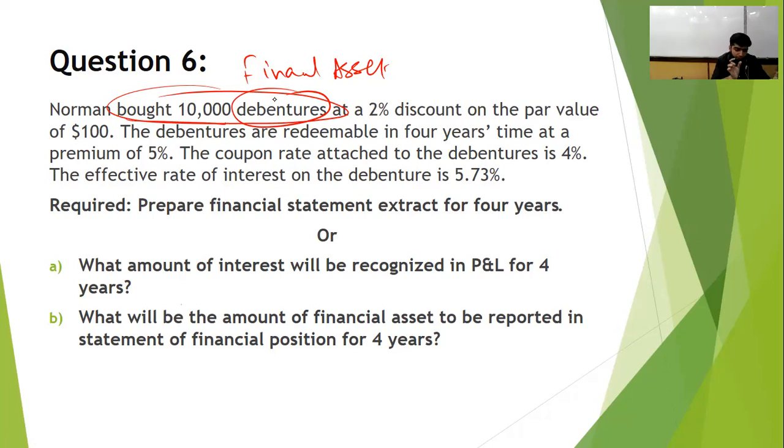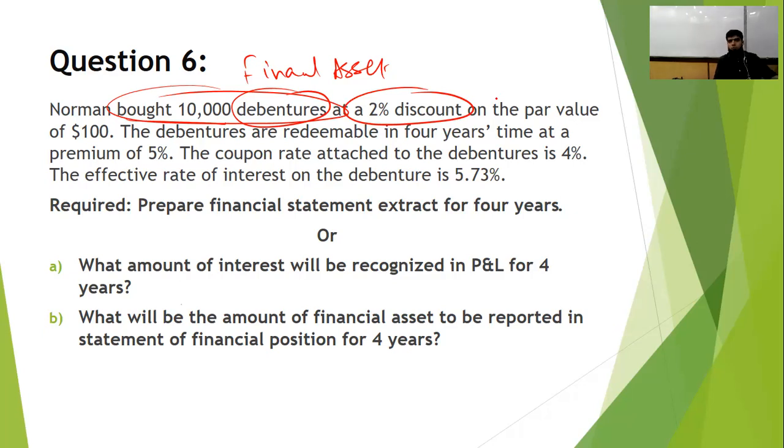Now, from which category do we need to solve? Let's continue with that. And one more thing: 10,000 debentures were purchased at a 2% discount rate. What is that 2% discount? That means we have bought that debenture below the par value.